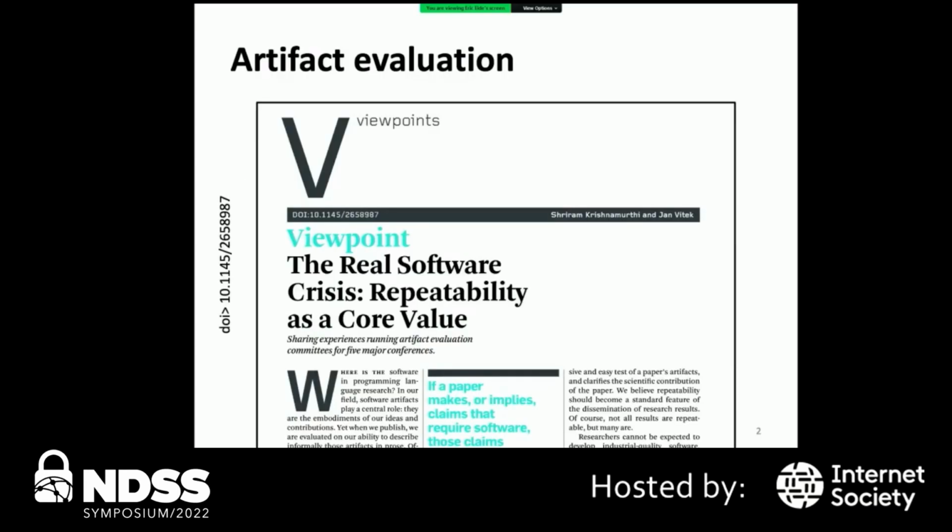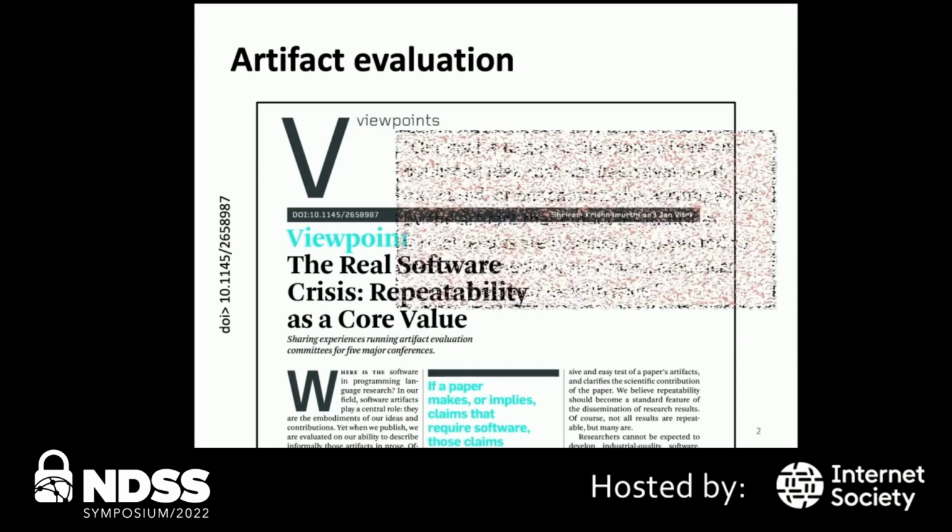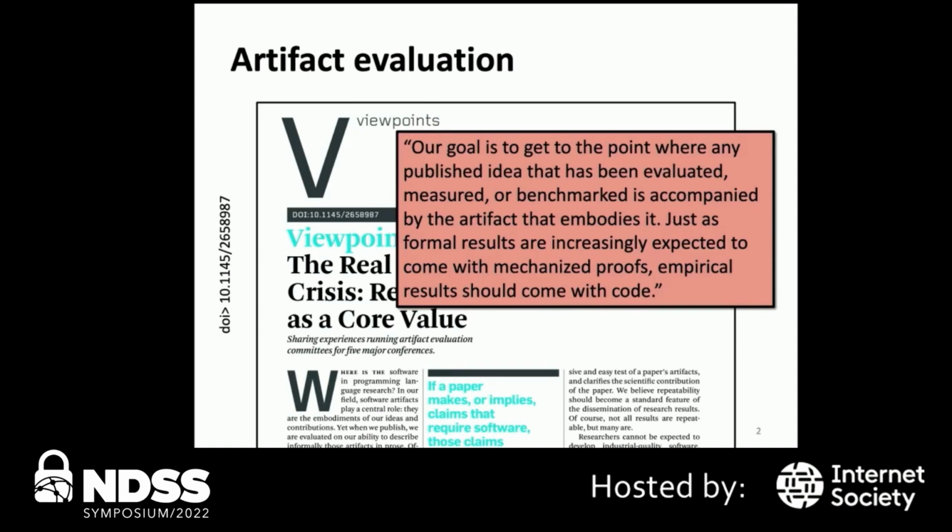So artifact evaluation started about 10 years ago. And in putting this together, I dug up this article that was published in the Communications of the ACM in 2015. And it was published by two of the originators of the current practice of artifact evaluation.